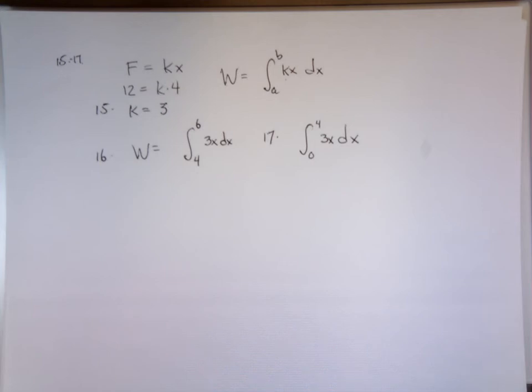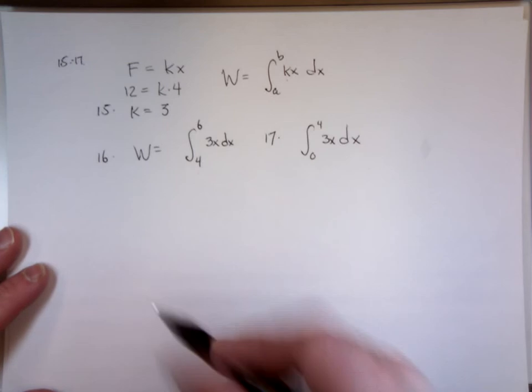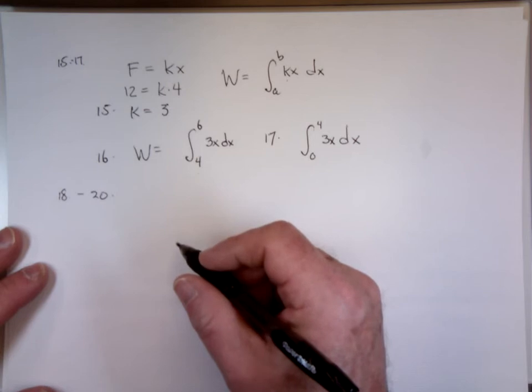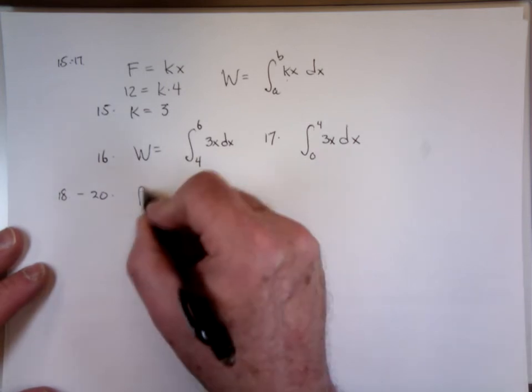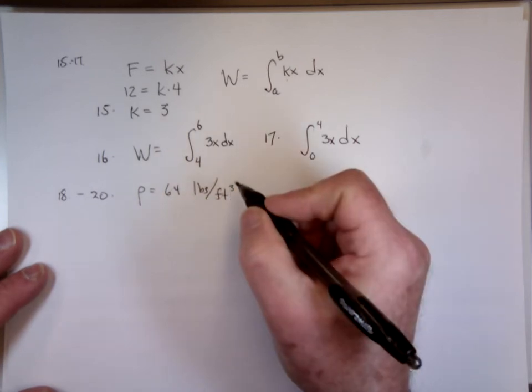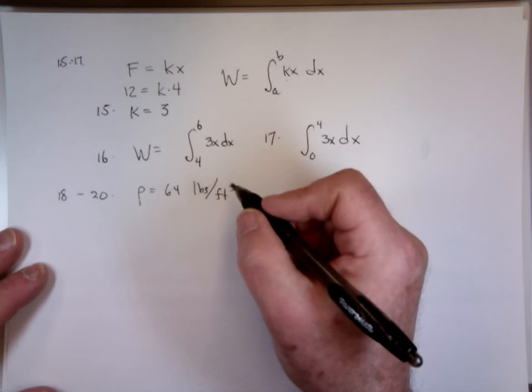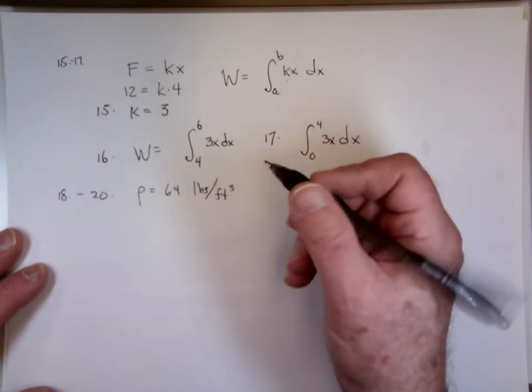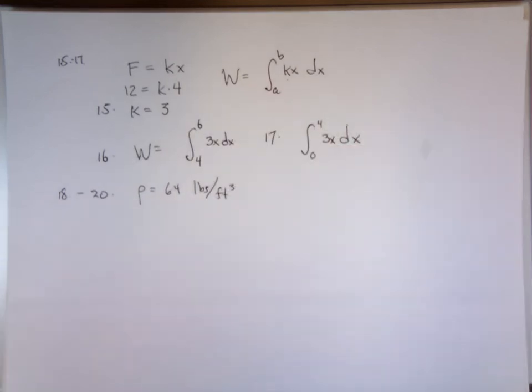And then 18 through 20, see, 20 I do have you find the fluid force here. Okay. 18 through 20. Okay, a 3 by 5, 5 by 3 rectangle placed in water with density 64 pounds per cubic foot. Find the force if it has a horizontal orientation at a depth of 5 feet. So, we're taking this with its horizontal orientation 5 feet below the top. We want the force on this object. Well, the force is not a calculus problem here.